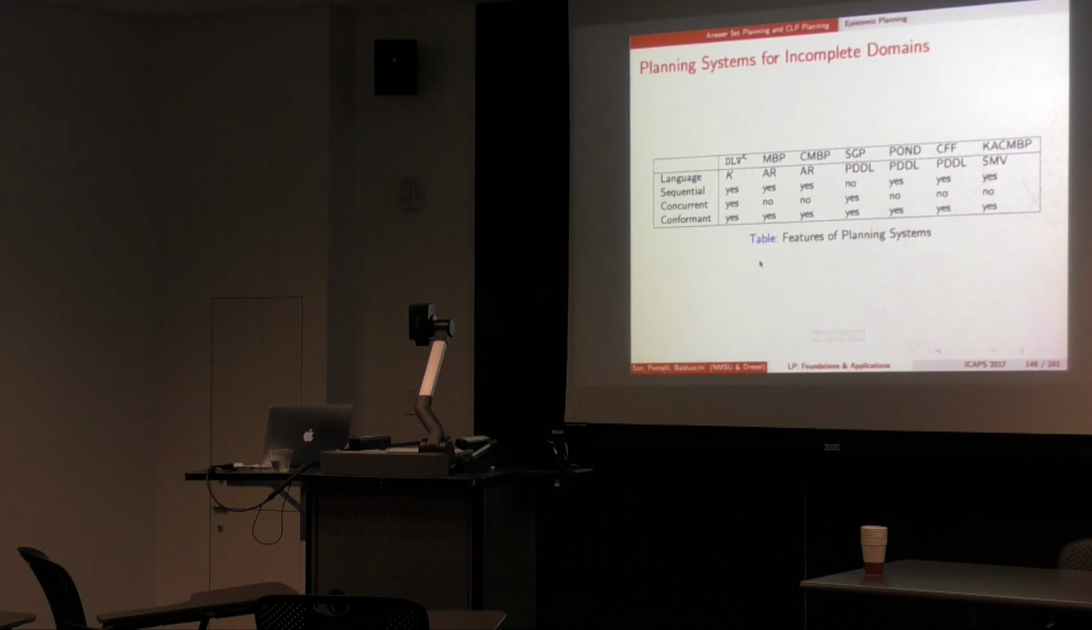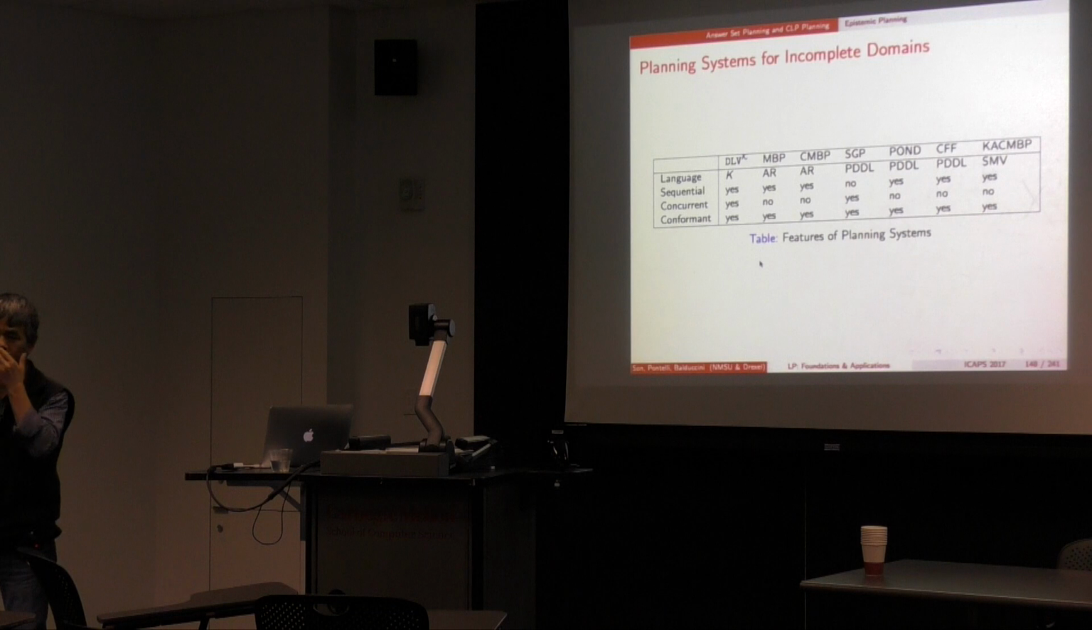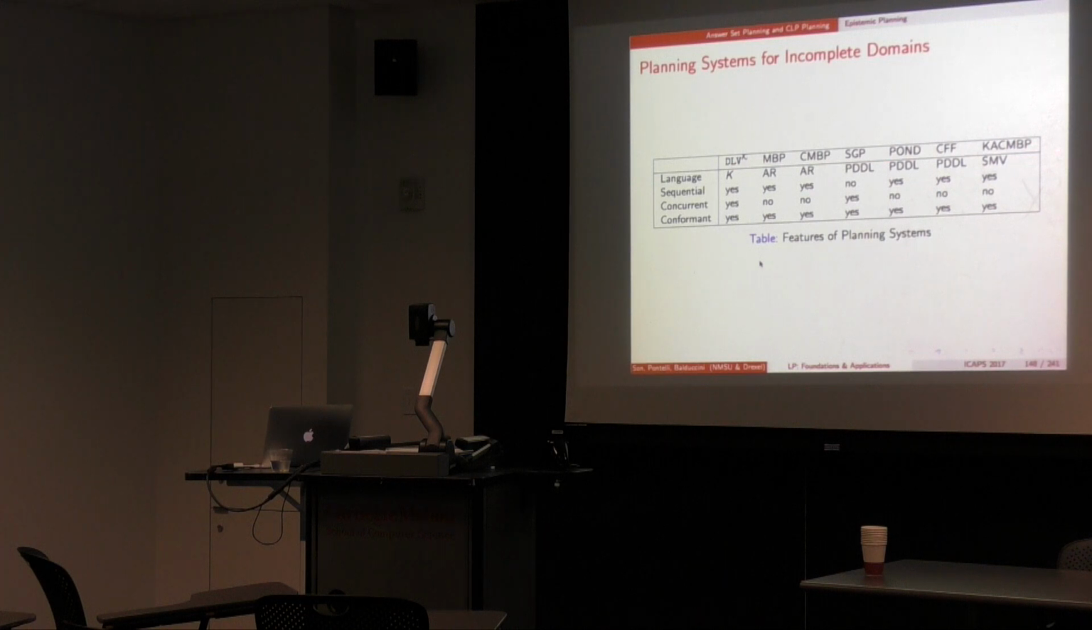So here I have included a few planning systems for incomplete domains; we have many of them. The action language they use to encode the problem is a little bit different. Here we have PDDL, and we have AR, which is very compatible with the action language B, and also action A.